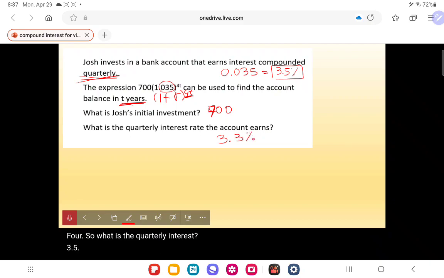3.5%. Okay, so I really hope that you feel better about this topic.